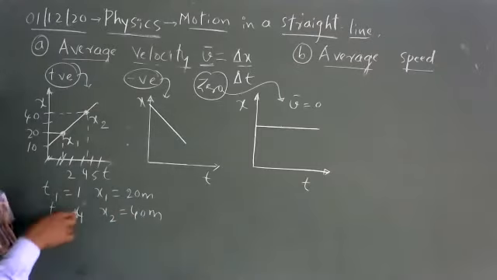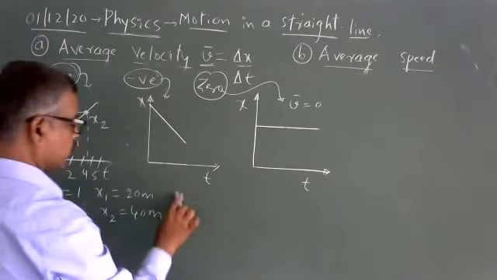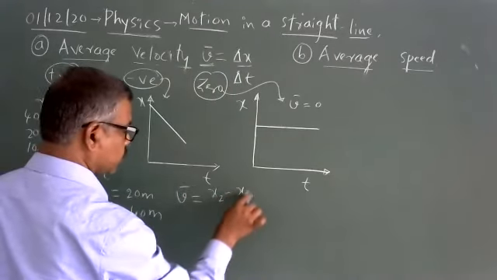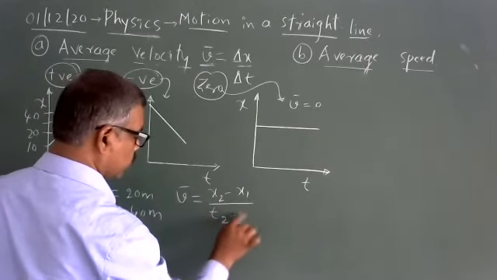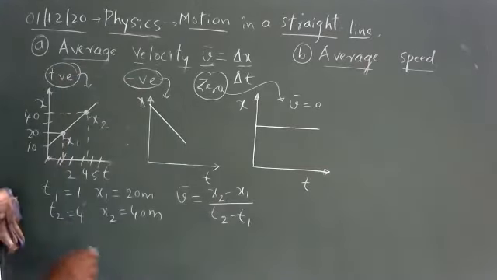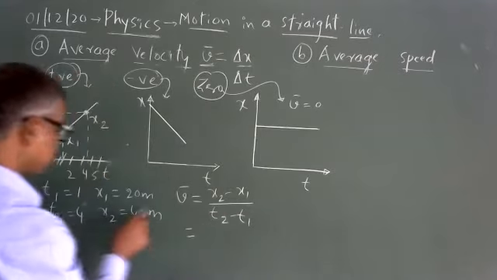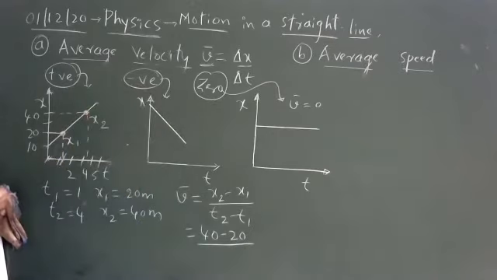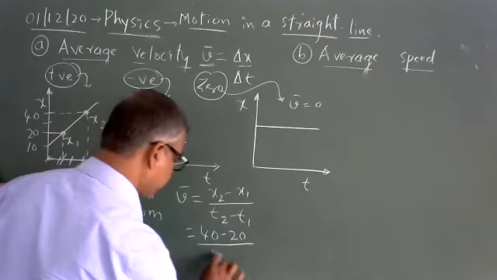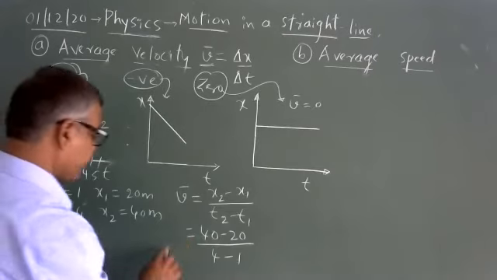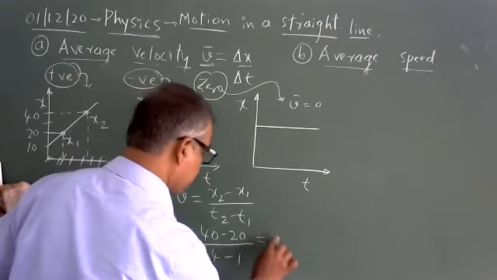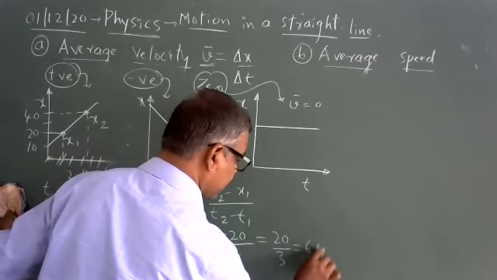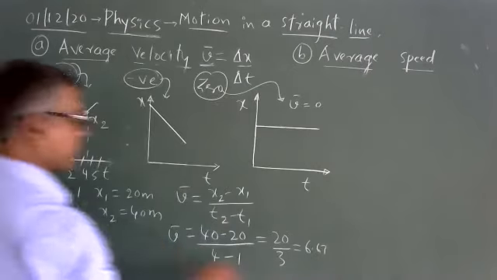When you substitute the values into the velocity formula, v bar equal to x2 minus x1 divided by t2 minus t1. What is x2? 40 minus 20. In the denominator, it is 4 minus 1. The value is v bar equivalent to 20 divided by 3. This 20 divided by 3 is close to 6.67 meter per second.